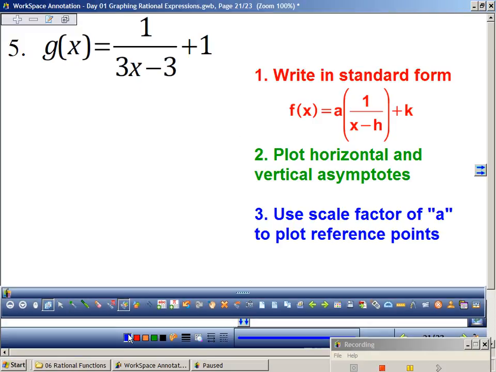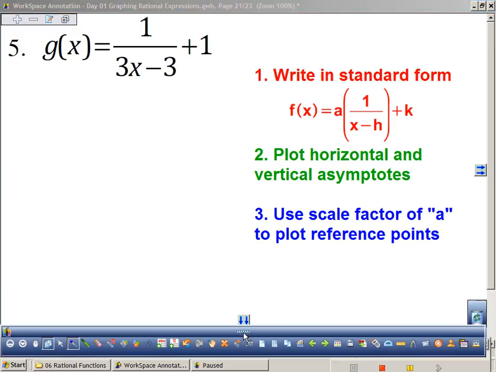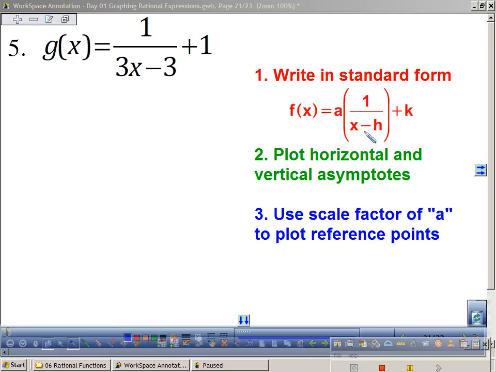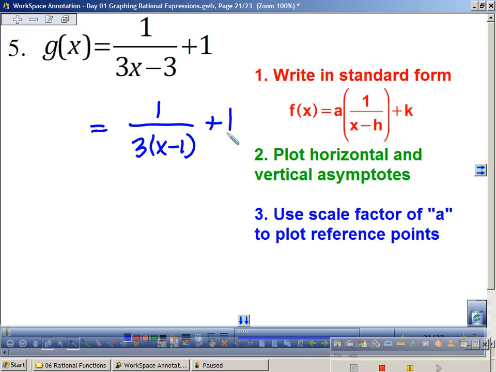Okay, on this one, it's not in this form. There's a 3 in front of that x. So what could you do? I just heard it. Factor out a 3. It's exactly right. So look what happens. So then how far away from my horizontal asymptote is this shift going to be? A third. That's the hardest one on the homework.